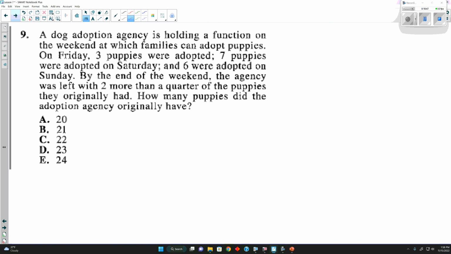A dog adoption agency is holding a function on the weekend at which families can adopt puppies. On Friday, 3 puppies were adopted. 7 puppies were adopted on Saturday and 6 adopted on Sunday. By the end of the weekend, the agency was left with 2 more than a quarter of the puppies they originally had. How many puppies did the adoption agency originally have? So at the end, they were left with 2 more than a quarter.